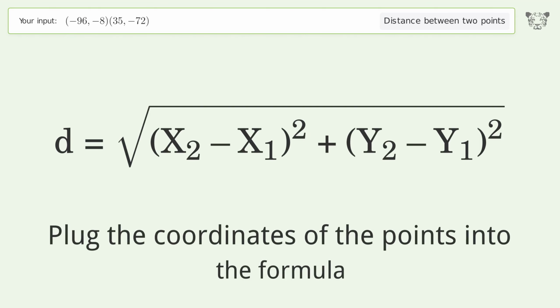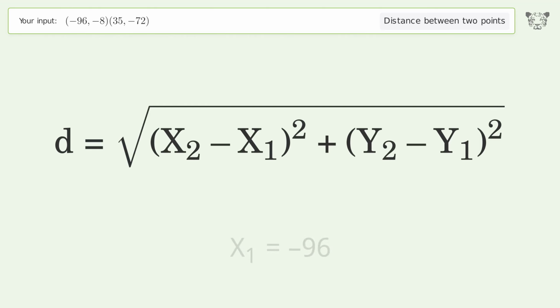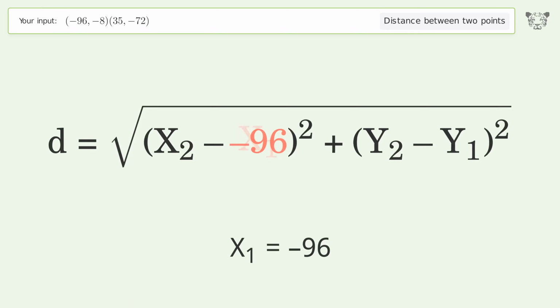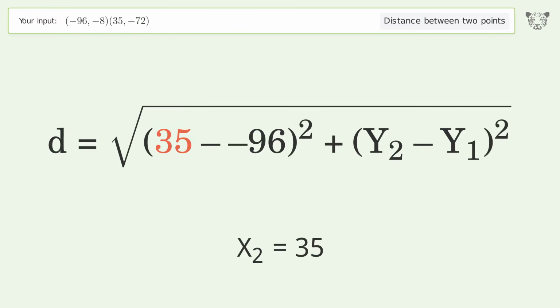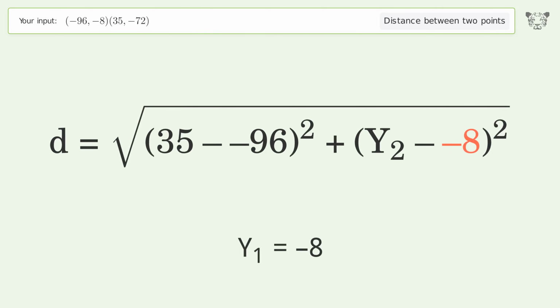Plug the coordinates of the points into the formula. x1 equals -96. x2 equals 35. y1 equals -8. y2 equals -72.